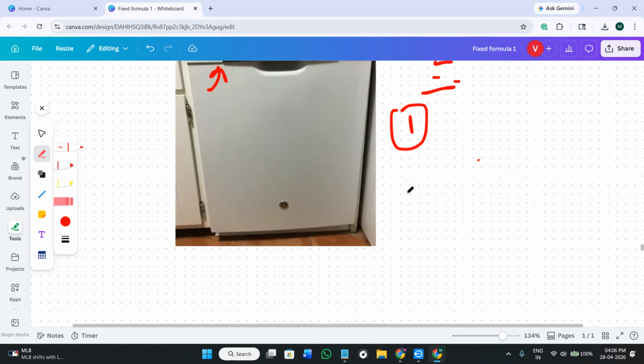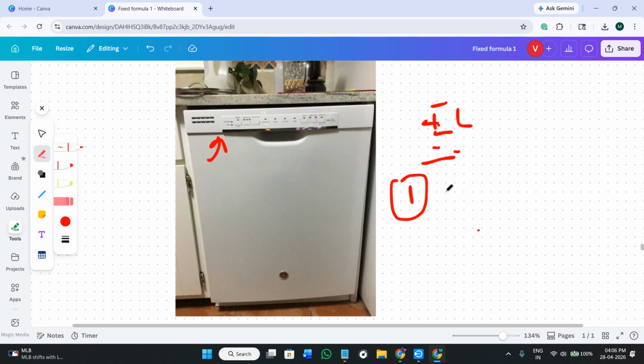Now, before diving deeper, you need to perform the full reset. So you need to turn off the dishwasher's circuit breaker for about 1 to 2 minutes, and this is going to basically restore the power and also clear the temporary glitches.